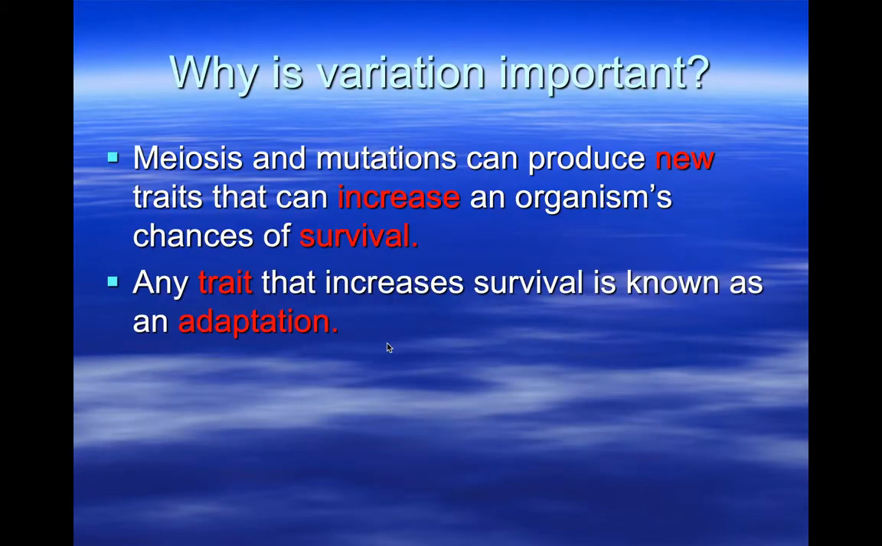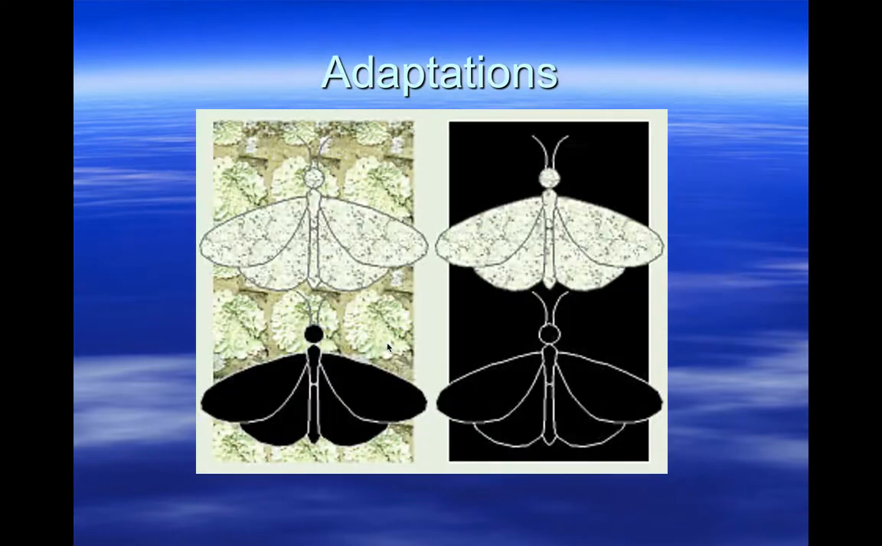Now, why is this so important? Meiosis and mutations can produce new traits that increase an organism's chances of survival. Any trait that increases survival is known as an adaptation. One thing to understand is that not every trait is an adaptation. If it's not an adaptation, you'll see that trait less and less in each generation because it will decrease survival. Only those traits that have allowed survival are going to be seen in the next generation, and that's why you call those adaptations.